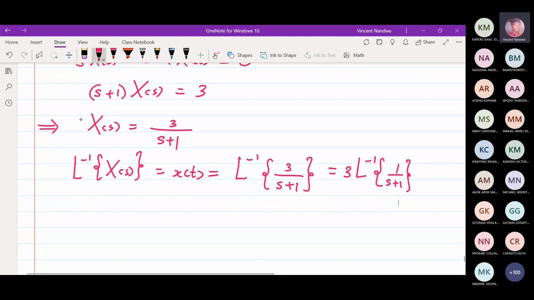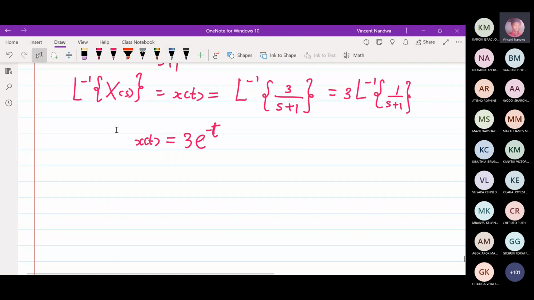So you end up with x of t equals 3e to the power negative 1t. Correct. So that is what you get in that case.